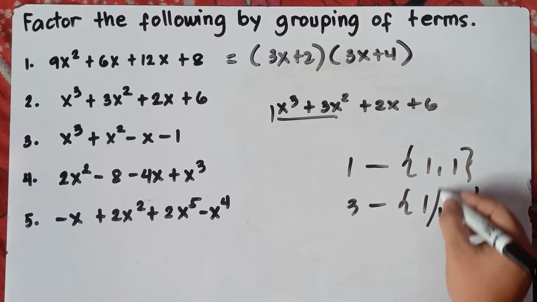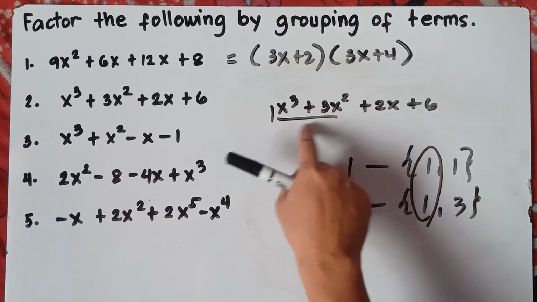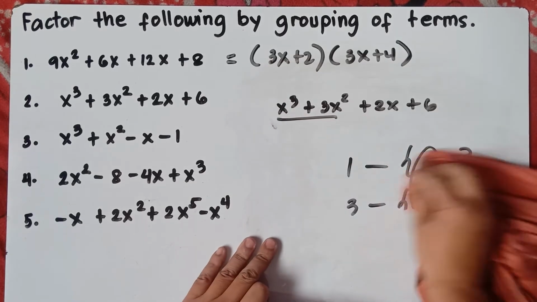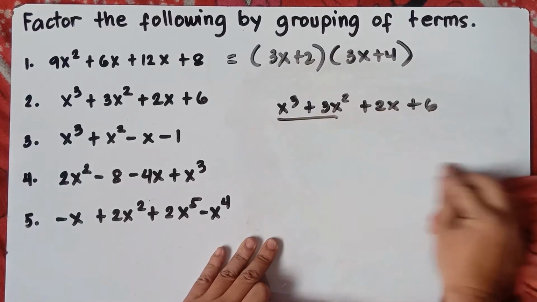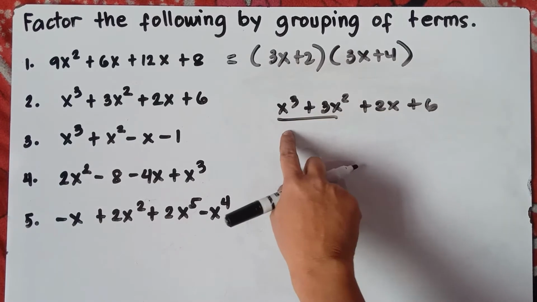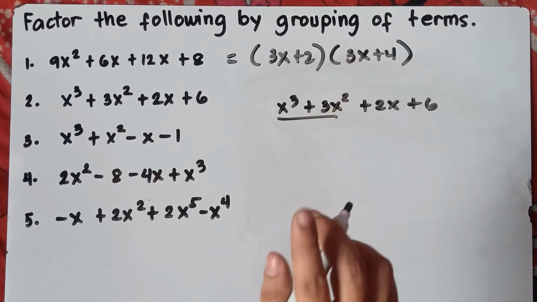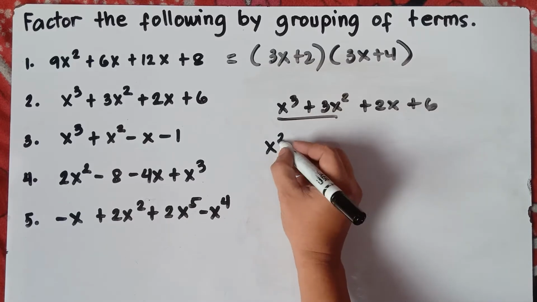And the GCF, that is 1. So therefore, we just ignore the GCF of 1 and 3. Alright, so let's focus on the variable. What will be the common factor of x cubed and x squared? Once again, for the variable, we select the variable with the least exponent. So therefore, we can factor this out by x squared.